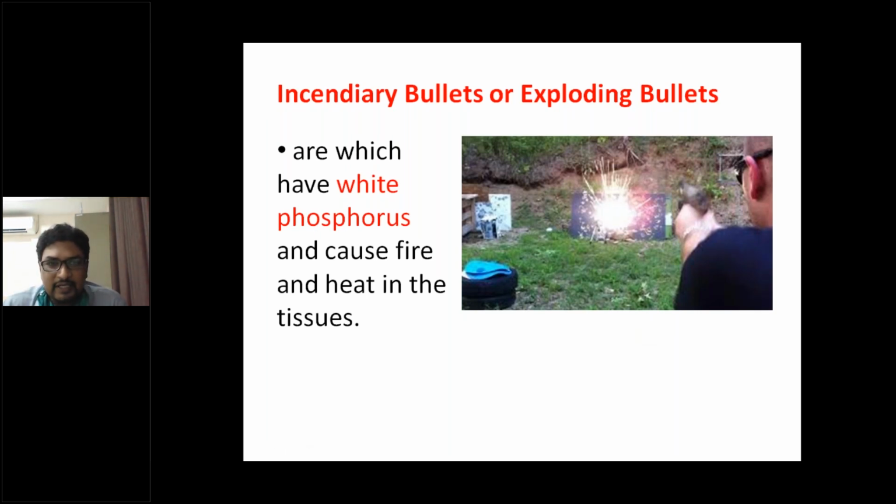Next one, incendiary bullets are exploding bullets. Incendiary bullets, or exploding bullets, have white phosphorus and cause fire and heat in the tissues. So the bullets contain white phosphorus, and when they hit the target organ, it will cause fire, and then it will produce heat and destroy the tissues. They are known as incendiary bullets or exploding bullets.